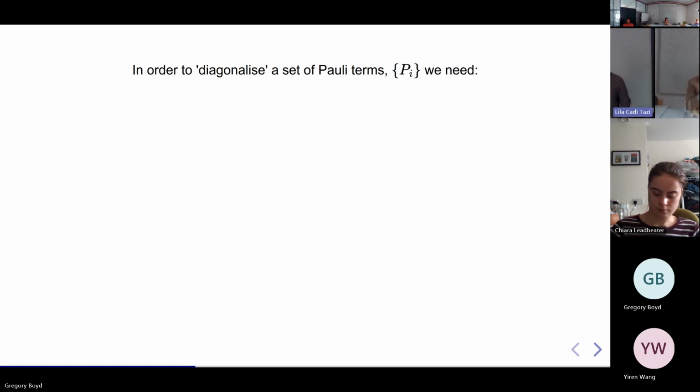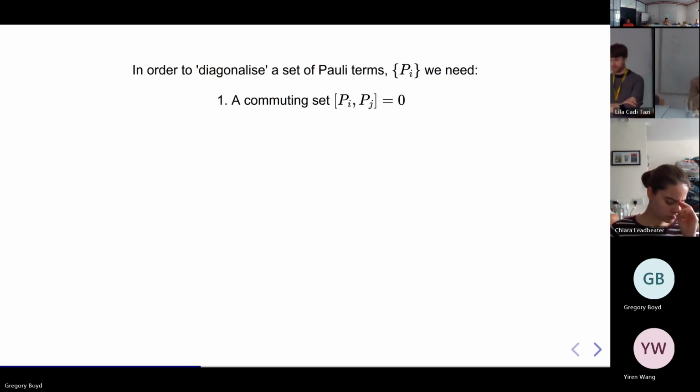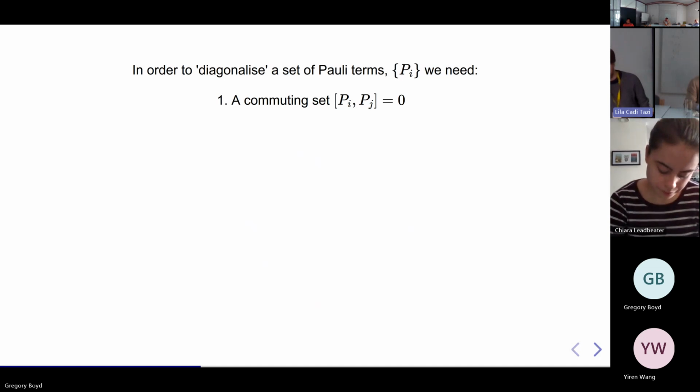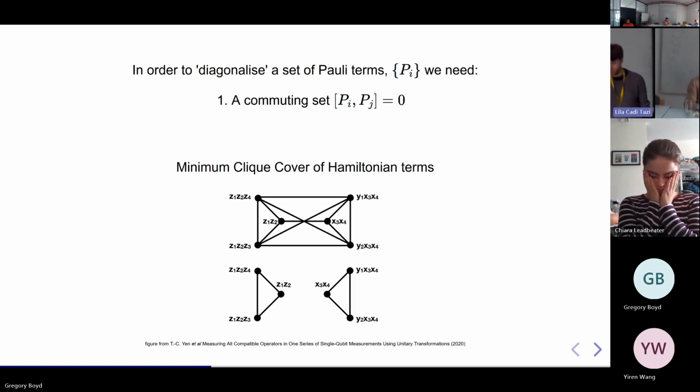So what are the sets that we can actually parallelize? In order to diagonalize this set of Pauli terms, we need two conditions. We need firstly that they all commute with each other. These conditions are not surprising, because they should also be satisfied by the thing that the Paulis are transformed into, i.e. the single qubit Paulis. So they need to all commute with each other, and we can determine commuting sets of Paulis using some methods that people have already talked about in the literature by thinking about graphs.